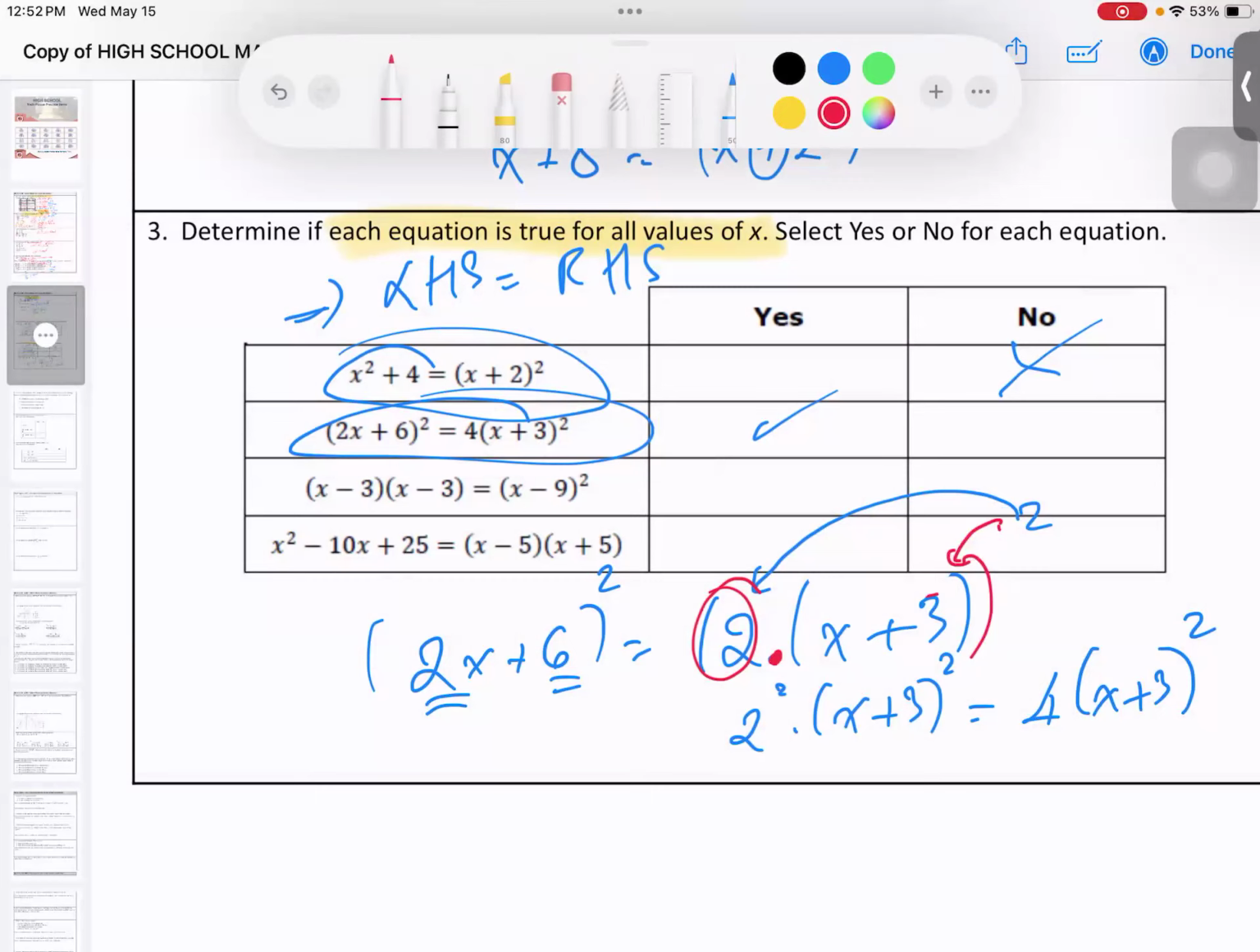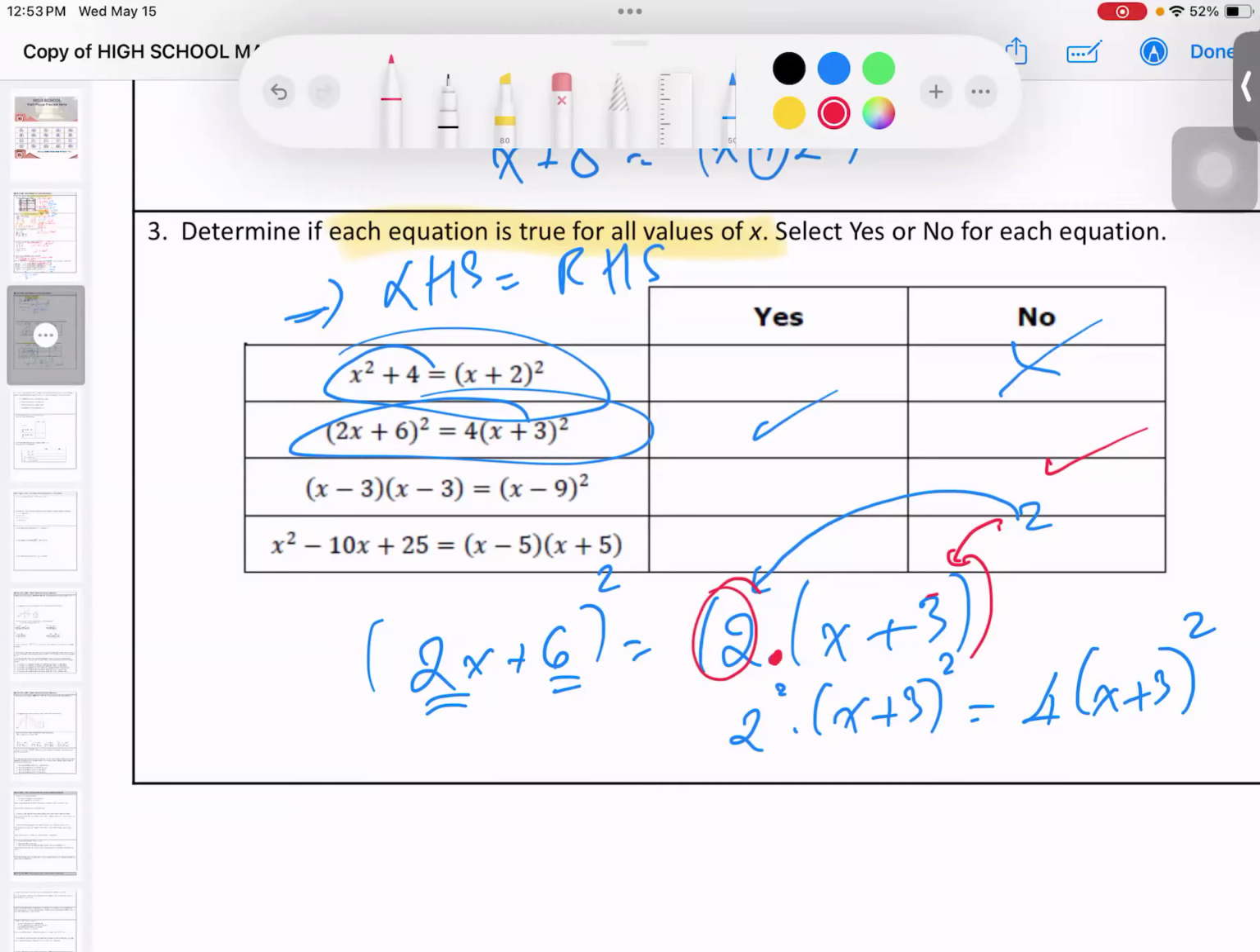Number 3, yes or no? No. For sure it's no. Okay.